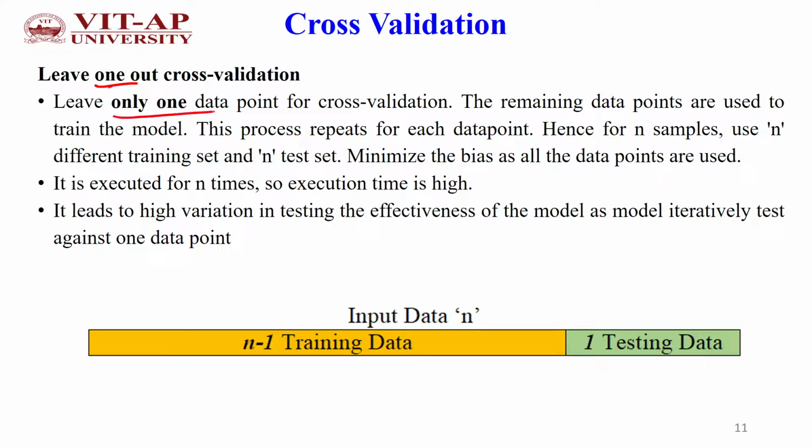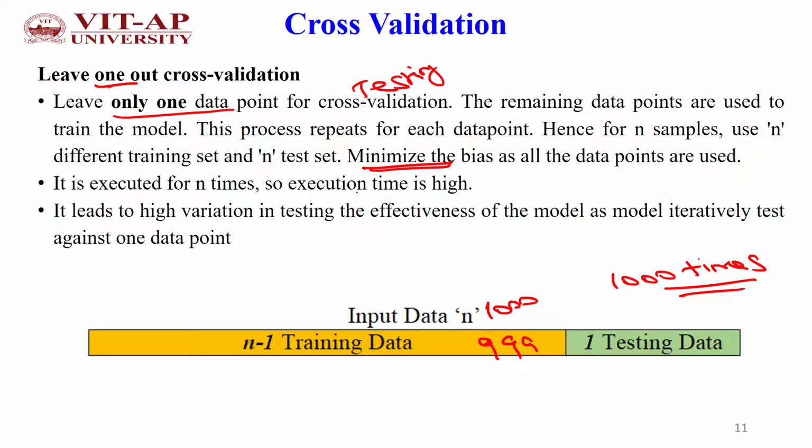Then leave one out cross validation. Here only one data point is used for testing in each iteration, and the remaining 999 are allotted for training. This is done for all the samples, so you have to iterate 1000 times. Finally the error will be averaged. This process minimizes the bias, but it takes much execution time, because each single sample is used as a testing sample one at a time.